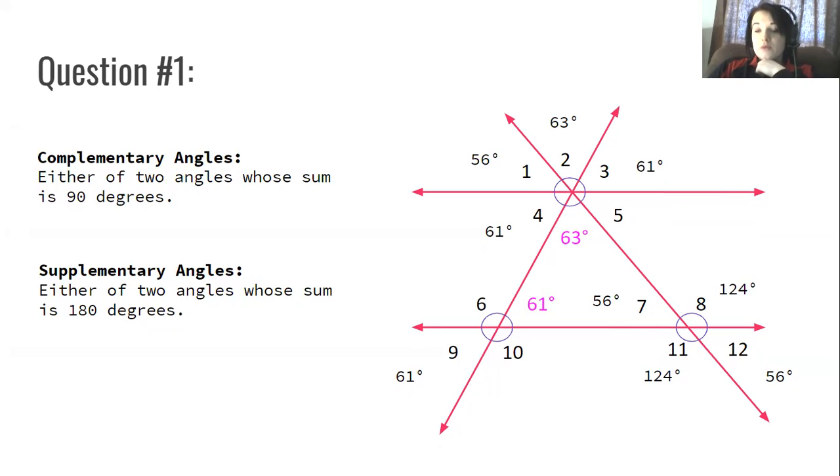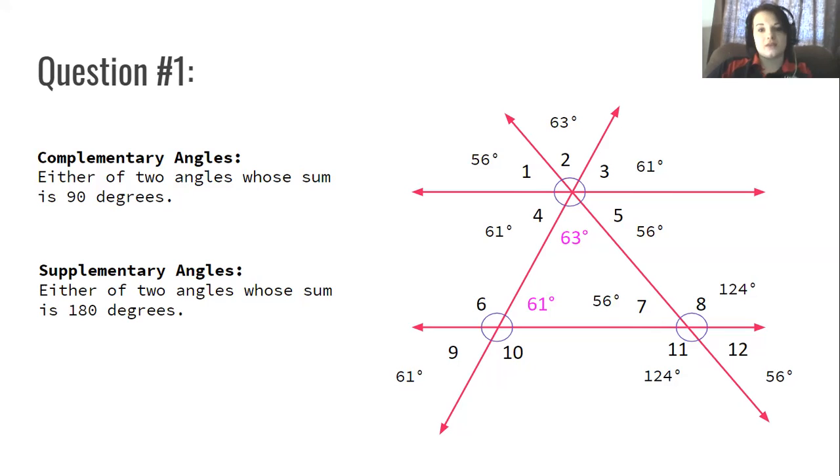Meaning that we can do 180 minus 124, and we should get 56 for 5. Which also another way to figure out the measurement for 5, you can look at the angle directly across from it, angle 1. We already solved for that, and that's 56 as well.